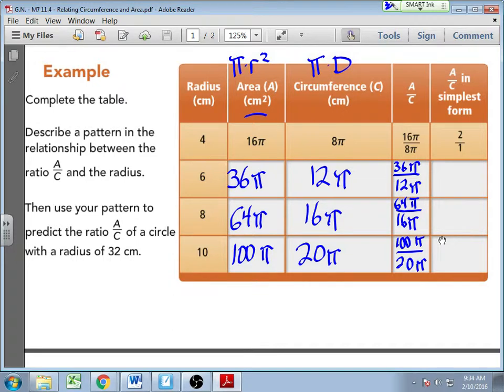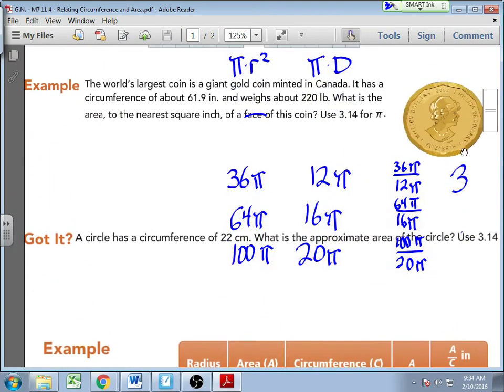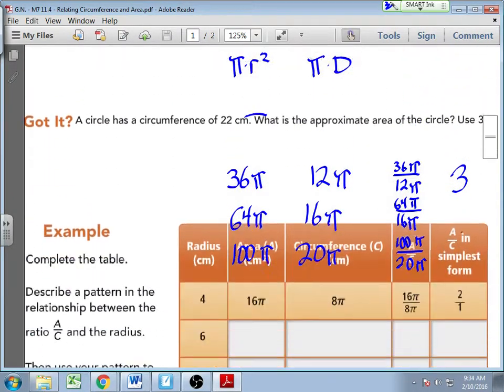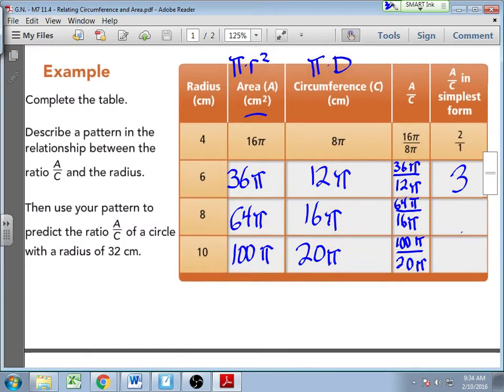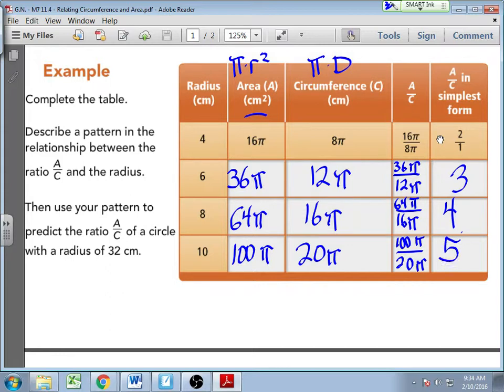So in simplest form, 36 divided by 12 is 3. Yeah, 3 to 1, or 3. The next one's 4, and the next one's 5. But what relationship is that actually showing? There's a pattern.